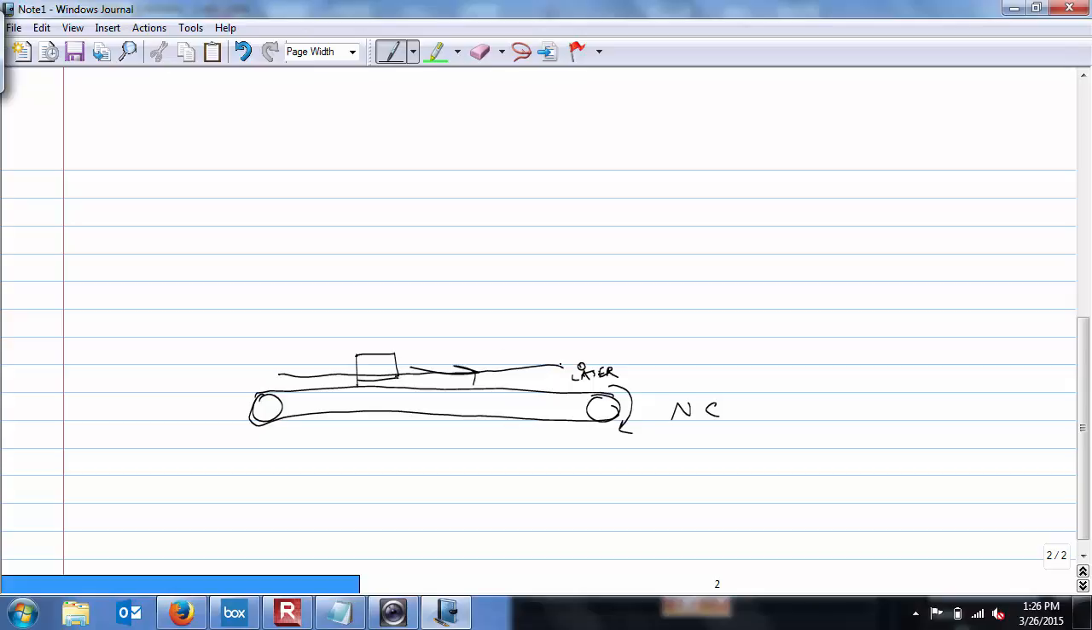So actually, it's going to be normally open. The clerk sees it and closes it. The laser sees it, and then opens it up again so it doesn't keep running. Okay, well, I like that.